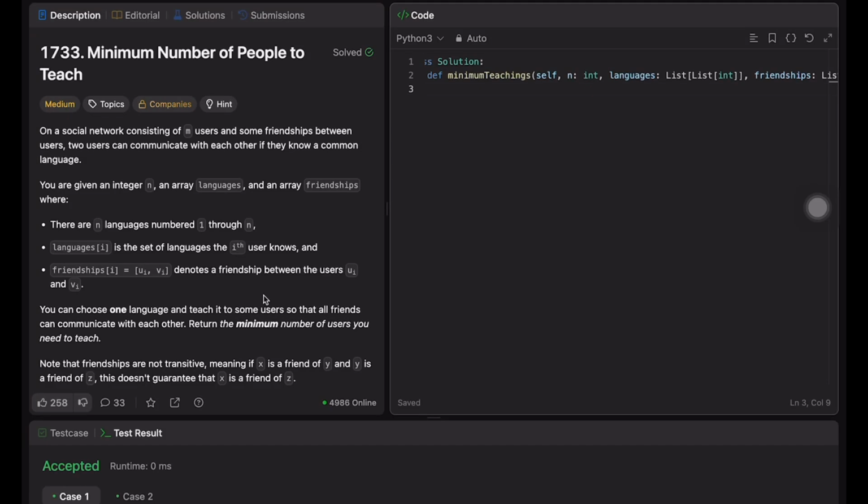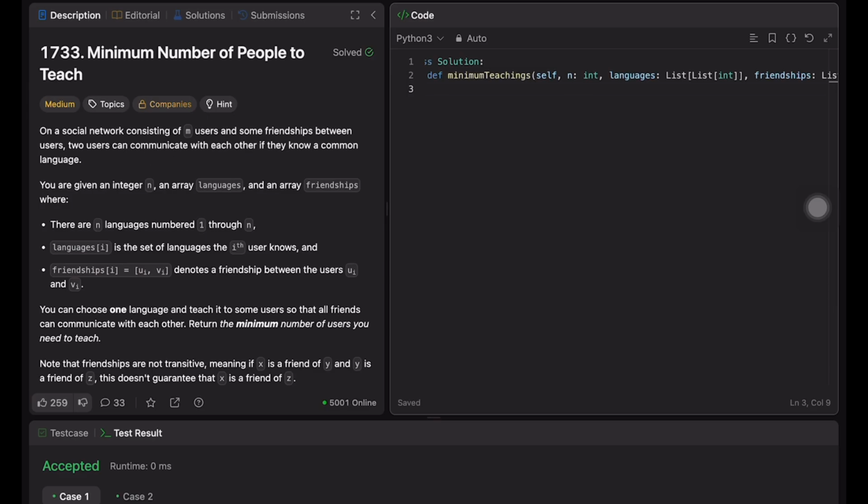Today we are going to solve the September Day 10 LeetCode challenge, which is Minimum Number of People to Teach. So, what does the question state? On a social network consisting of M users and some friendships between the users, two users can communicate with each other if they know a common language.